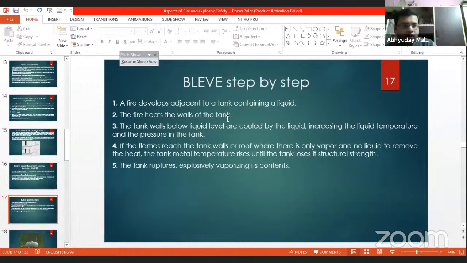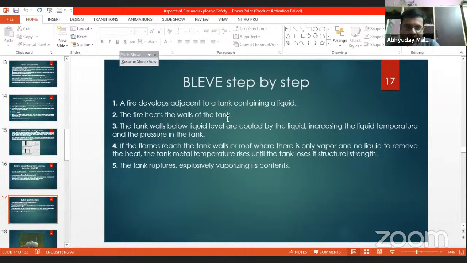Now, suppose the flames of the fire reach the tank wall where there is no liquid, that is, there is only vapor. Then the temperature of the metal of the tank rises in that portion where there is no liquid to cool it down, and ultimately thermal stresses develop which cause ruptures in the tank. Once this rupturing starts, the tank completely breaks apart, releasing the highly volatile boiling liquid, and that liquid immediately forms a vapor cloud which explodes in contact with atmospheric oxygen.